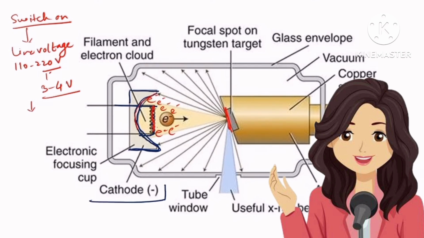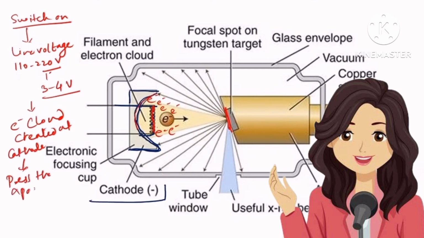So you switch on the button, there is an electron cloud being created at the cathode. Heating up of the tungsten filament. Now you press the exposure button. Cloud created at cathode. Then you press the exposure button. Now, why do we press this exposure button?